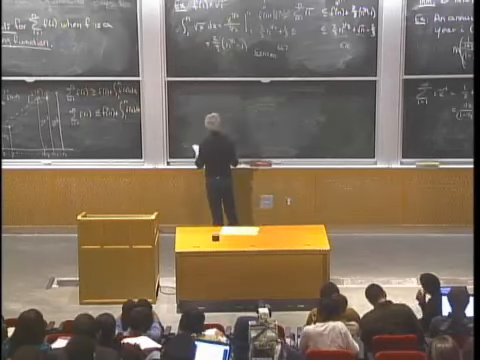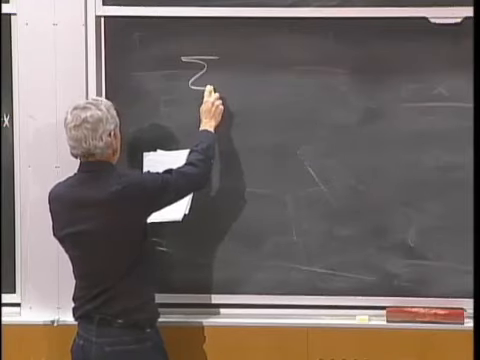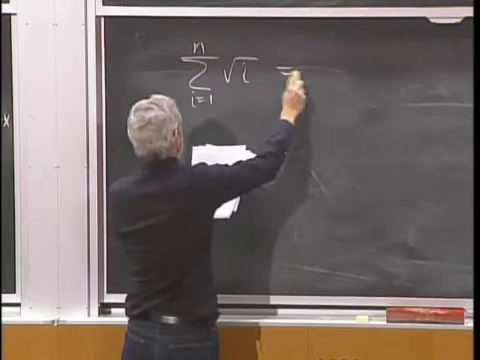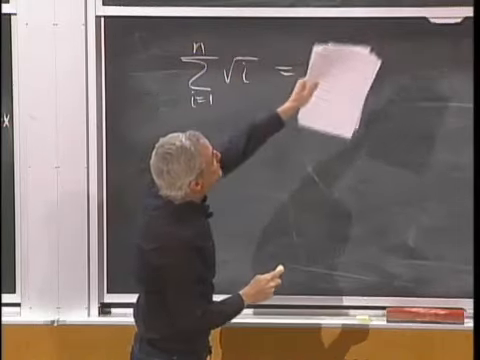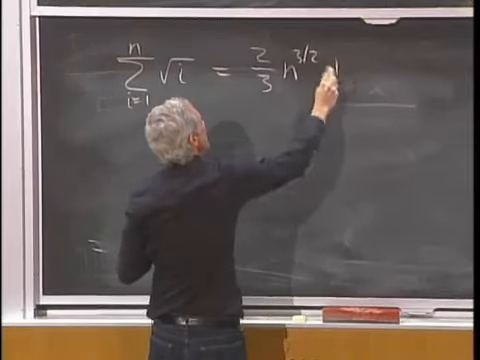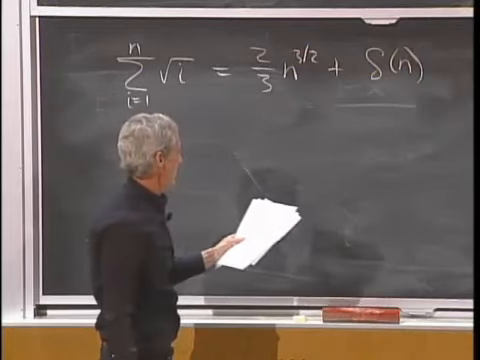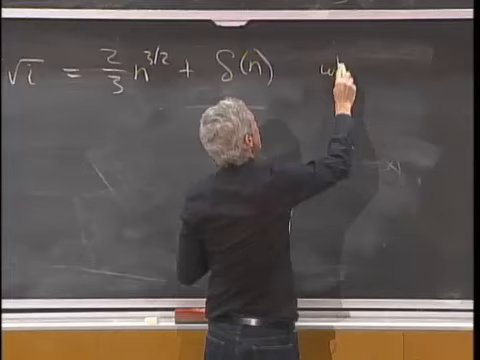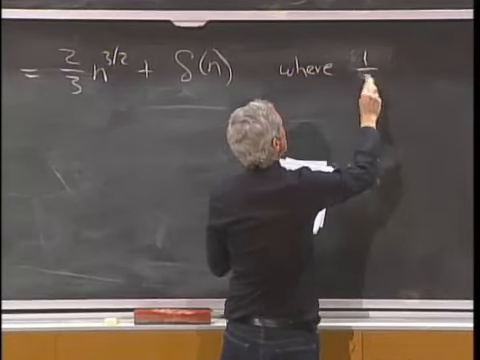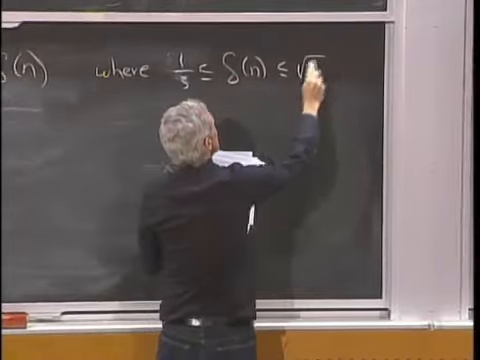Another way of writing this is that the sum i equals 1 to n of square root of i. The leading term here is 2/3 n to the 3 halves. And then there's some error term, delta term here. Call that delta n. And we know that the error term is at least a third, and at most square root of n minus 2/3.